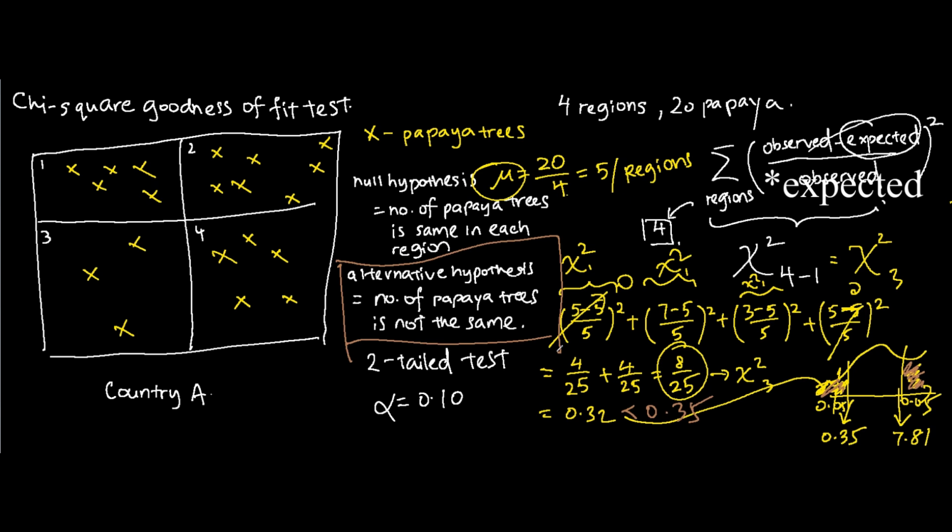All right, so that's about it for the chi-square goodness of fit test. Hope everything is clear from the explanation, especially about why the degree of freedom is actually minus 1.